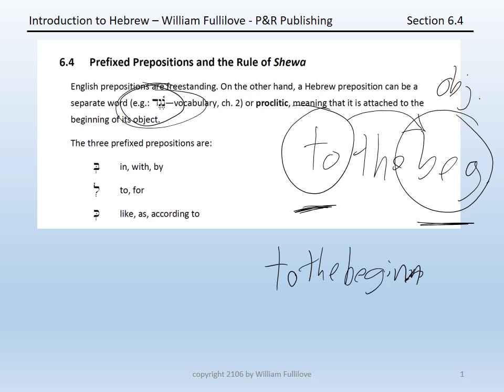In Hebrew, there are three prefixed prepositions. Ba, which glosses as in, with, or by. La, which glosses as to or for. And ka, which glosses as like, as, or according to.